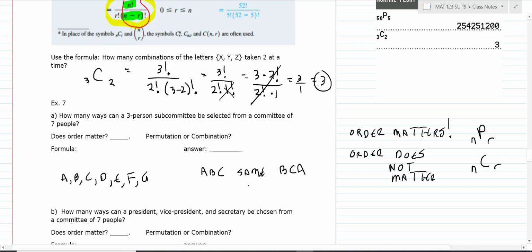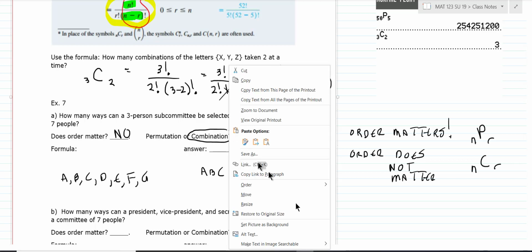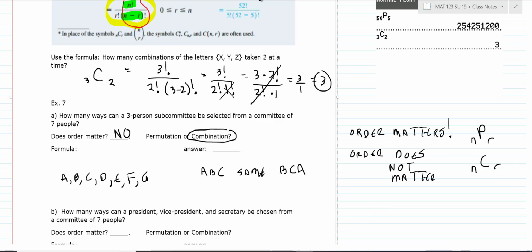Remember, all we're doing is just selecting from 7 people and putting them in a committee. We're not giving them a job. We're not saying, you're the president, you're the vice president, you're the treasurer. Since we're not giving them jobs, order does not matter. If I chose Amy, Brad, and Craig, it doesn't matter what order I chose them in, it's still my committee. So in this case, order does not matter, therefore it's a combination. That's what you've got to think about. You've got to get that idea.